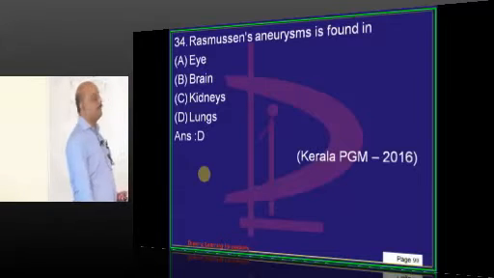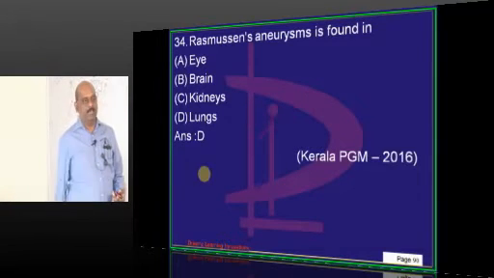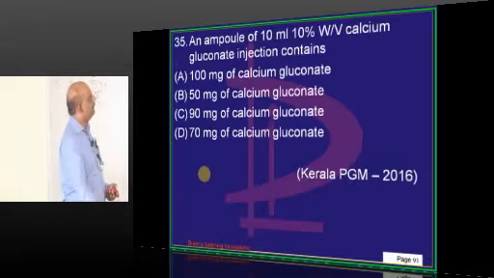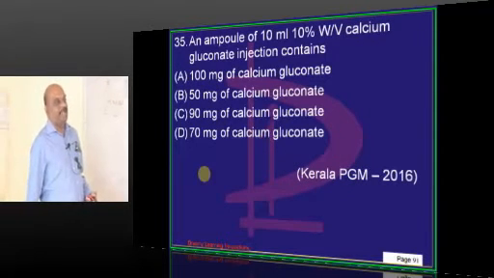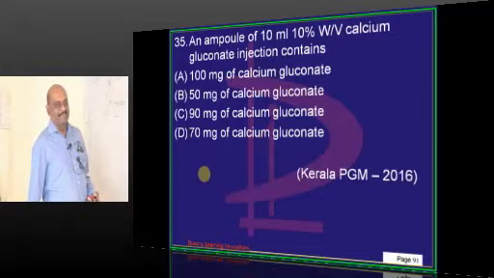Rasmussen aneurysm is in the lung. Whenever tuberculosis is there, the cavity will contain that bleeding vessel. This is a high level question. So keep high level intelligence. So it looks simple.